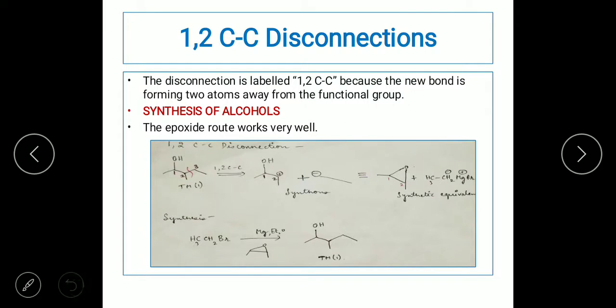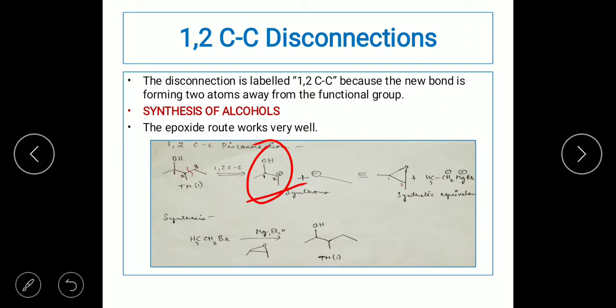After we do the 1,2 disconnection, on the retrosynthetic arrow we write 1,2 CC. Next is writing the synthons. As we know, we can give a positive charge to carbon 2. When we give a positive charge to carbon 2, it follows reversal of polarity, since carbon 2 should have had a negative charge. The synthetic equivalent of that would be an epoxide, which is a very good starting material. Hence we make use of this in this mechanism.